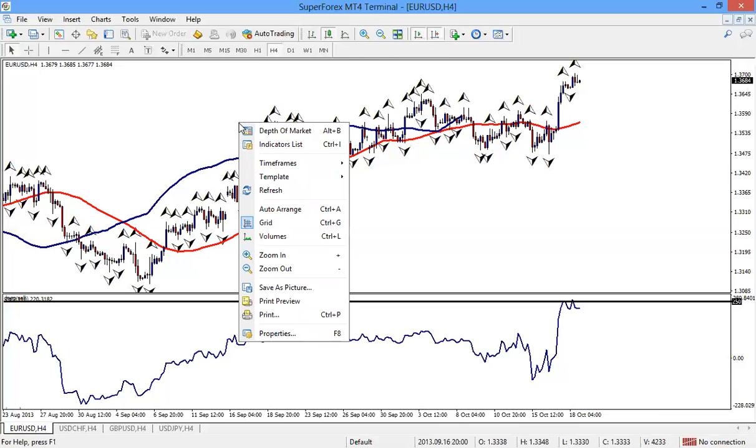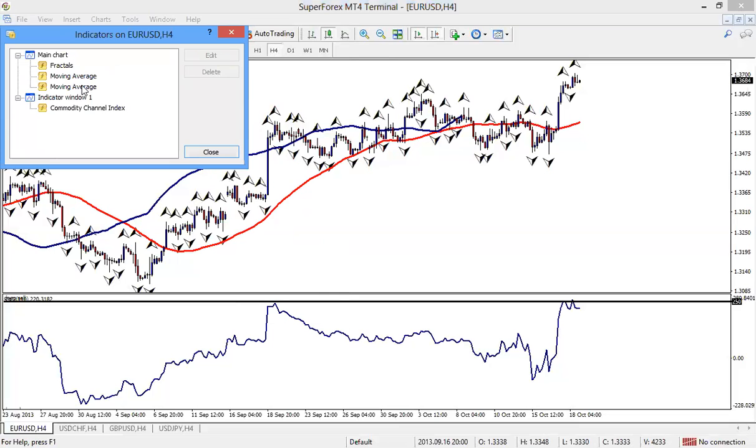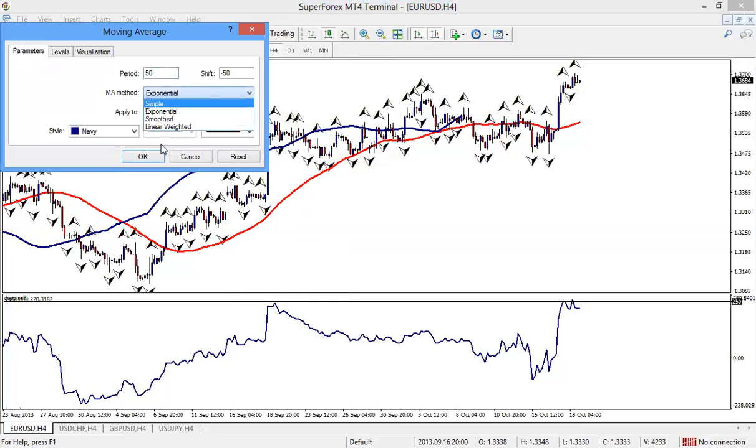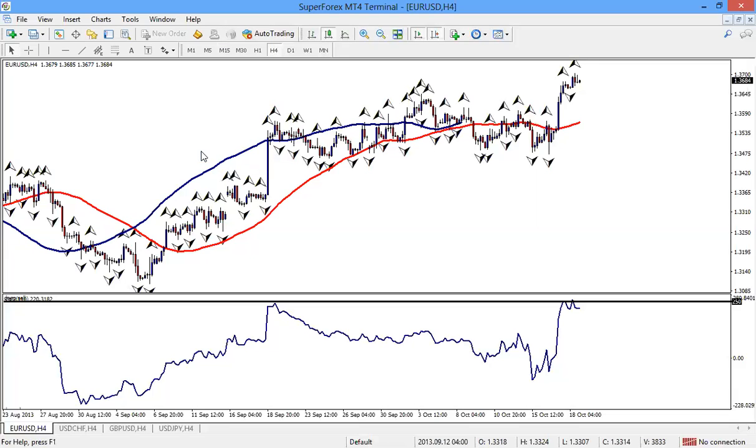So what happens? The difference between exponential and simple is that simple moving average is heavier than exponential. Exponential is very fast. It's like a magnet. It reacts to every movement. But the simple moving average is very hard. It's a hard man. It does not respond to anything. But the problem now is that it is slow to detect a trend.